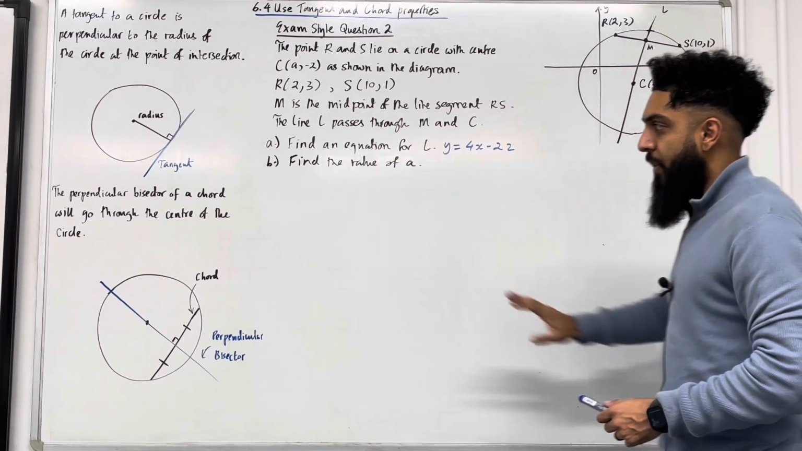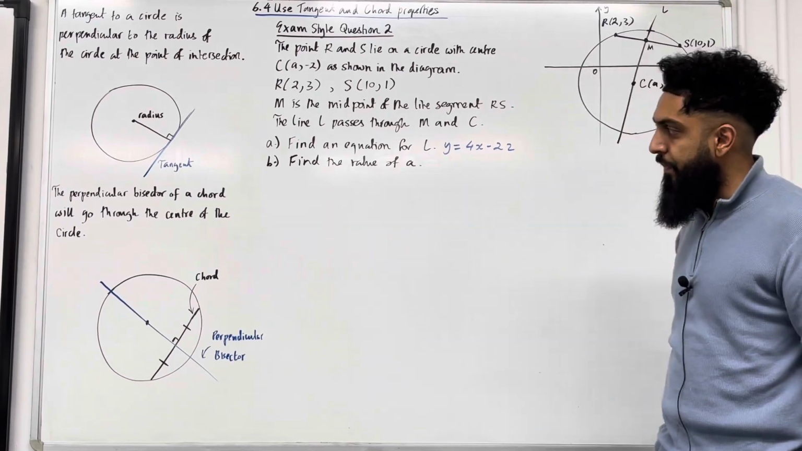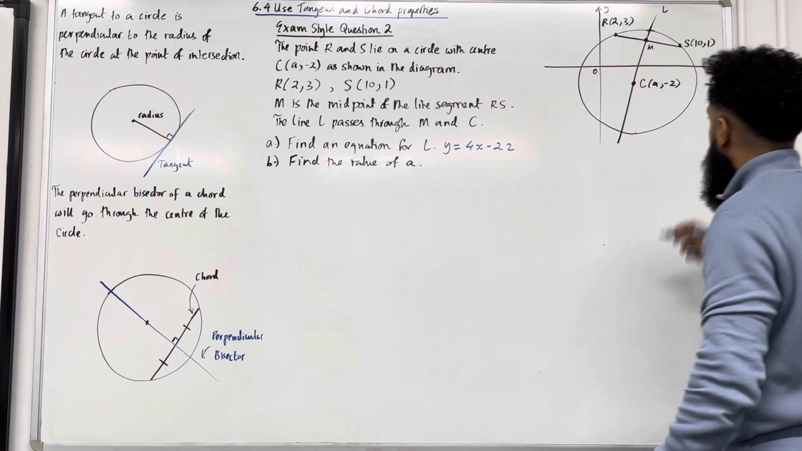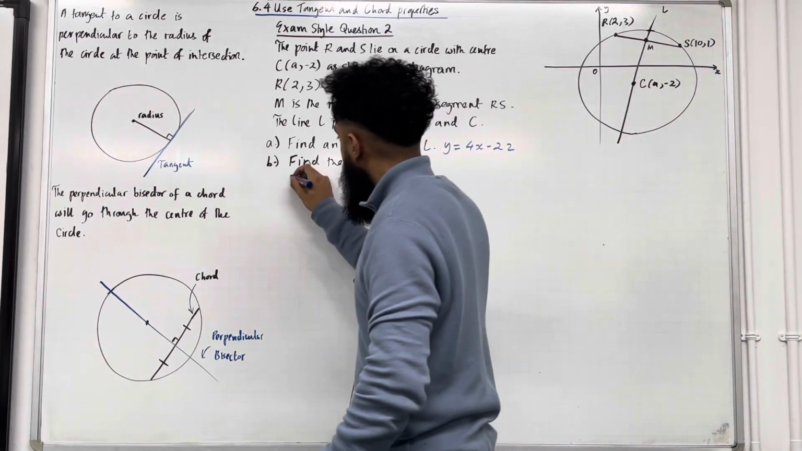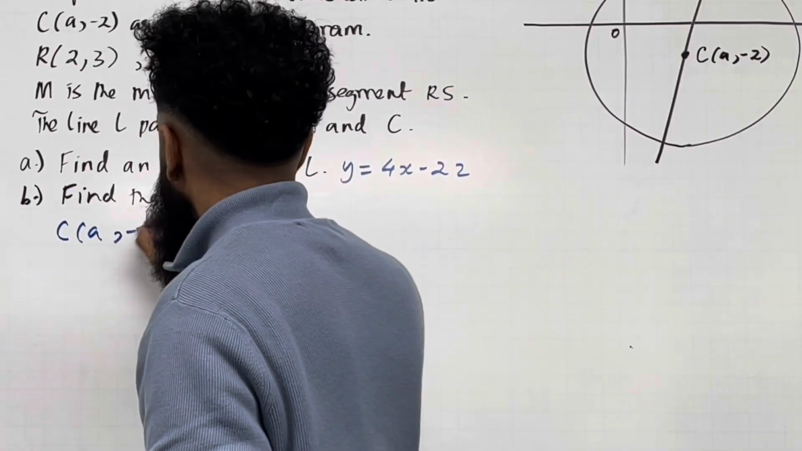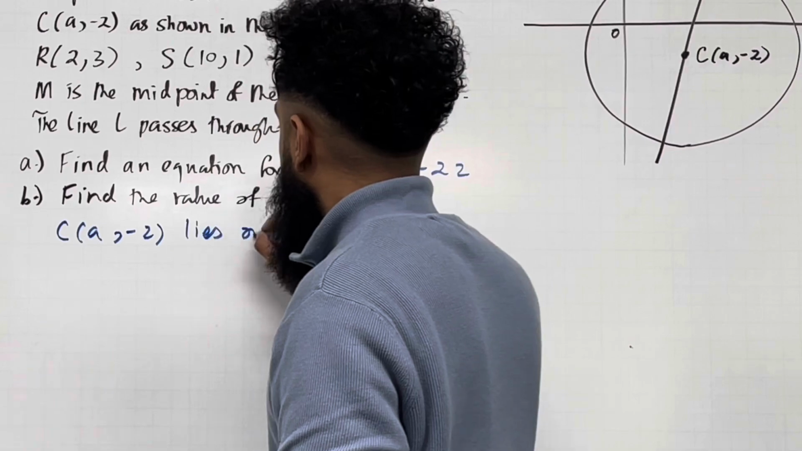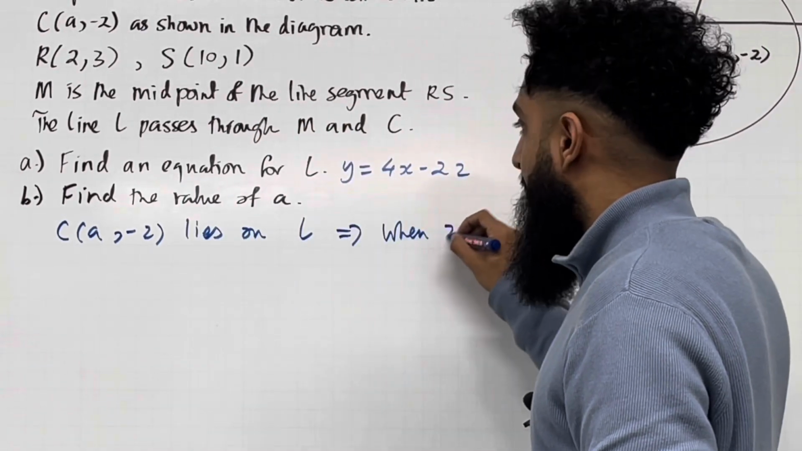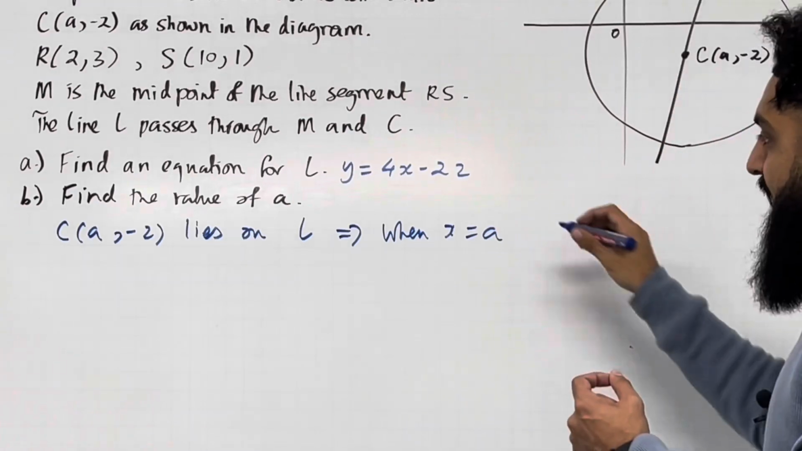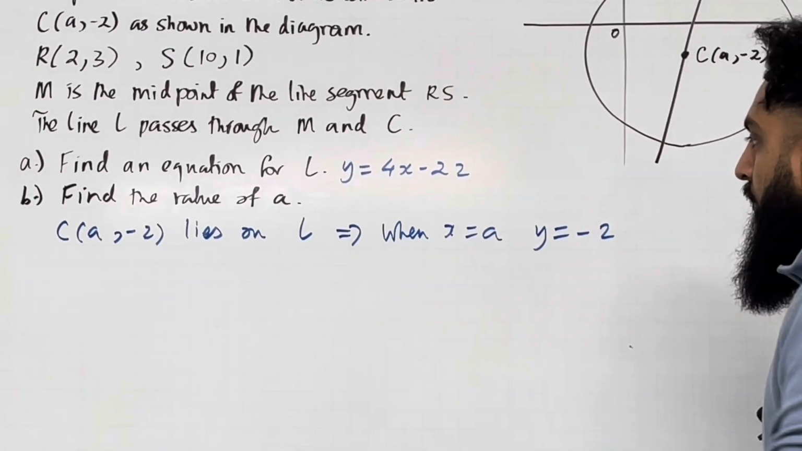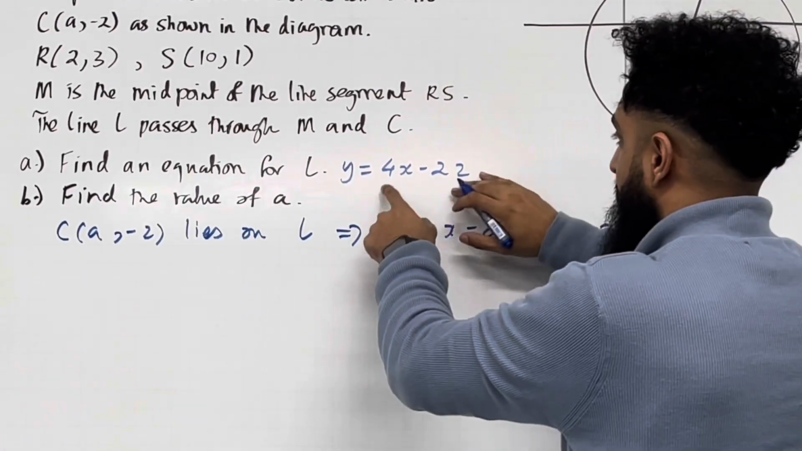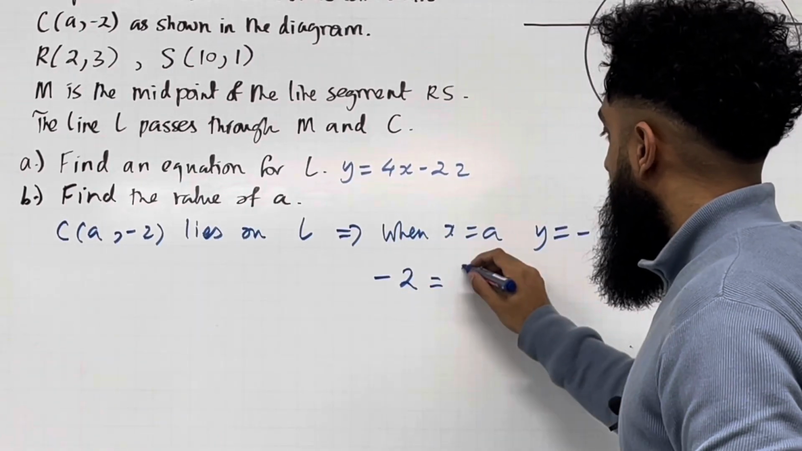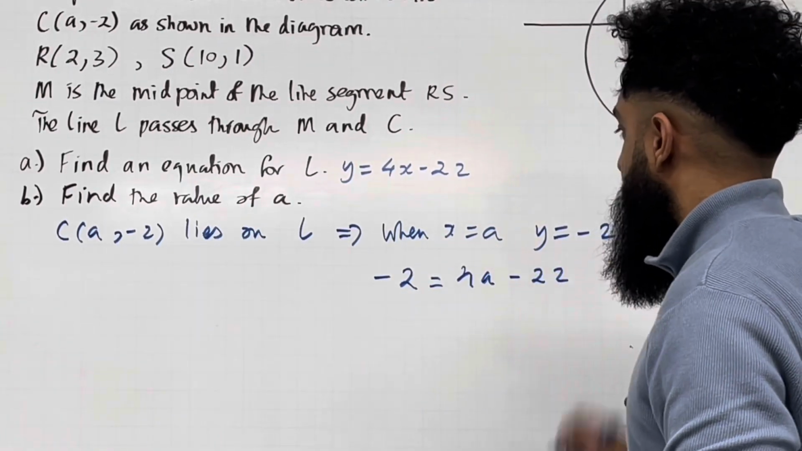We also know that the perpendicular bisector of any chord will go through the center of the circle. Anyways, we have that the coordinate C, which is (a, minus 2), lies on the line L. This implies that when x is equal to a, y is equal to minus 2. We can substitute this into the equation for L. So we have that minus 2 is equal to 4 lots of a minus 22.